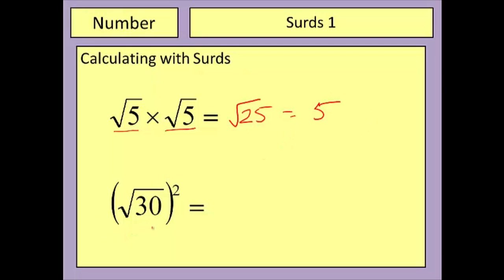In this example, I've written it slightly differently. This is the square root of 30 times itself, the square root of 30. Now, to do this, I'm not actually going to work out what 30 times 30 is. All I'm going to do is use the fact that we looked at previously: the square root of 30 times the square root of 30. The answer is 30.